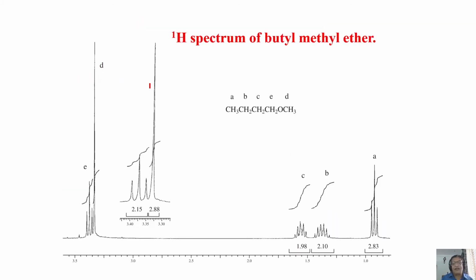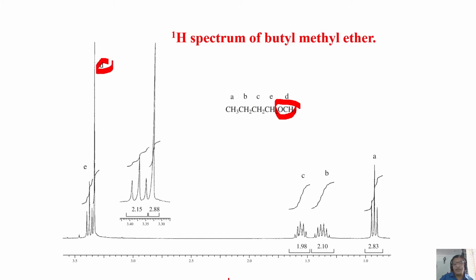Well, we can go on interpreting like this. This is the 1H NMR spectrum of butyl methyl ether. Here there is nothing much to think. Very clearly you can start assigning. It is an OCH3 group, not coupled to any of the protons. It must be a singlet. We can see there is only one singlet here.